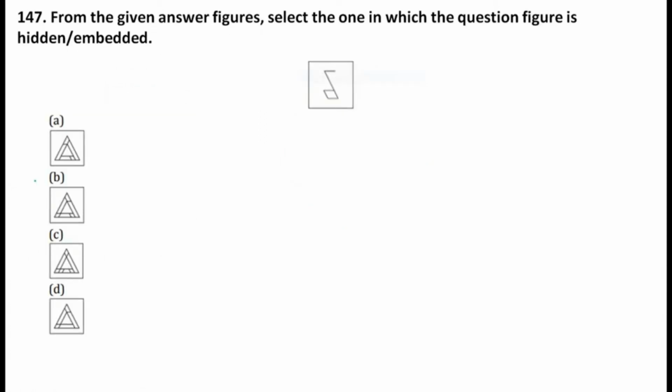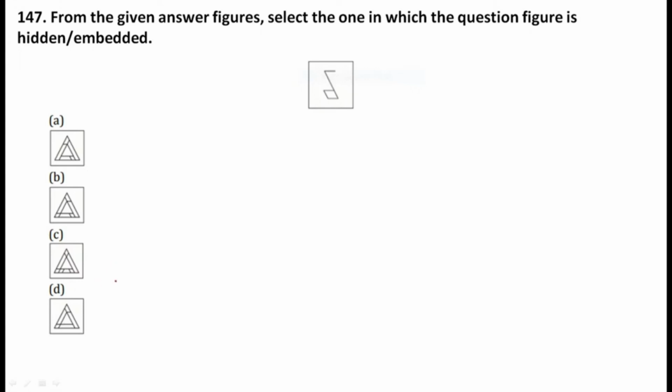An embedded figure. Guys, observe that an embedded figure is completely visual reasoning. So we want the shape in which of the following options. You need to identify that. You require clear visual contact. From the given answer figures, select the one in which the question figure is hidden or embedded.